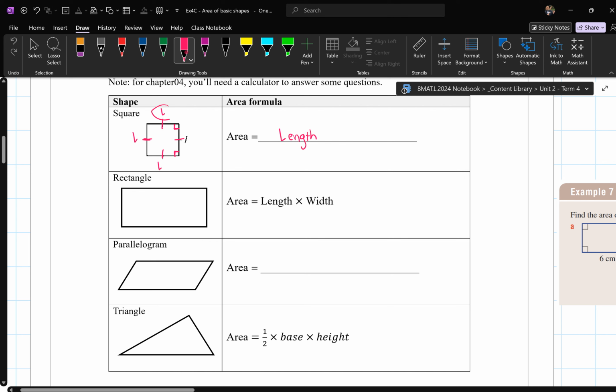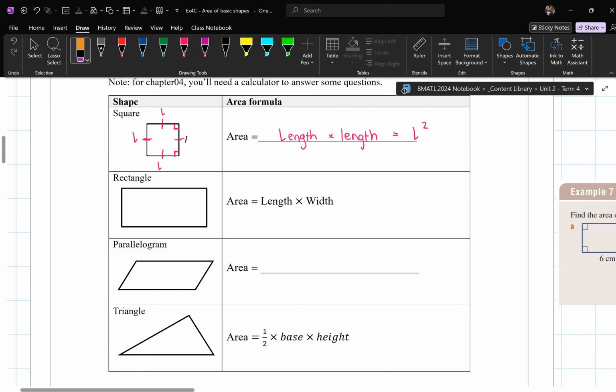Now, the formula for it is length times the other side, which is length again. Sometimes they call it length squared, or L squared. Okay, so write that down. That's the formula to find the area of a square. You just times the 2 sides together.